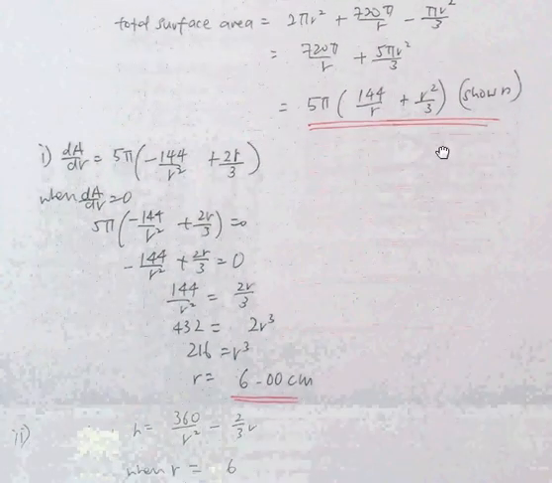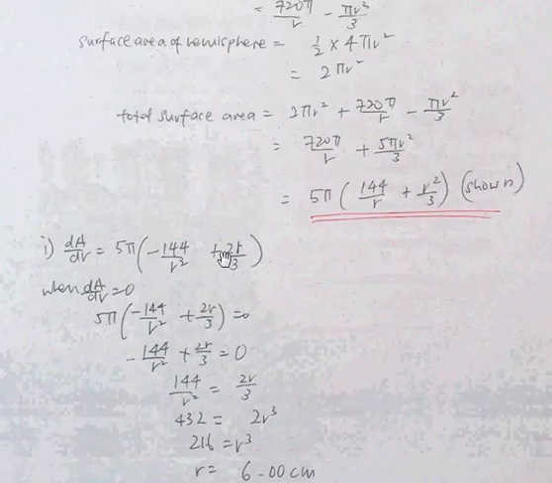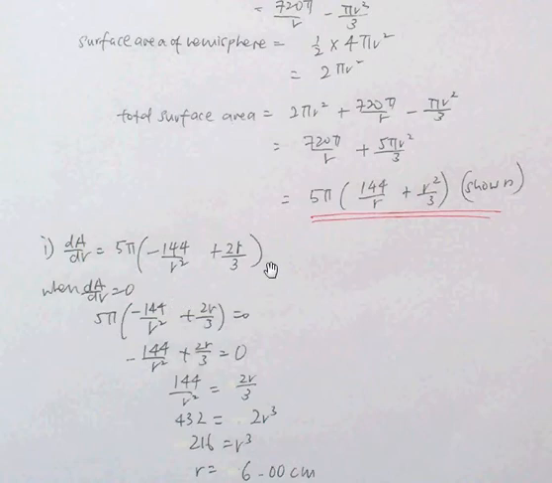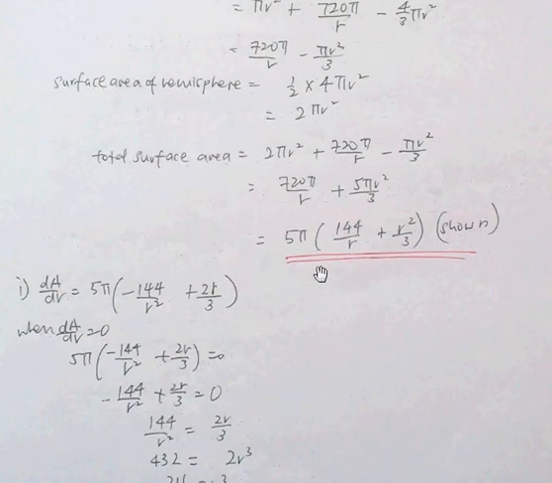So our part 1 is that dA over dr is a stationary value. So we have to differentiate A to get dA over dr, and then when we equate dA over dr equals 0, we can find the value of r. So dA over dr is obtained when you differentiate 5 pi times (144 over r plus r square over 3). We leave the 5 pi alone, and we differentiate 144 over r plus r square over 3.